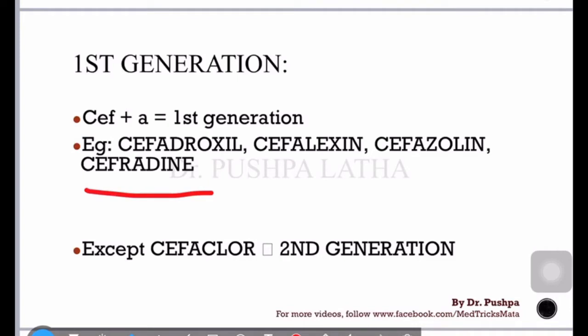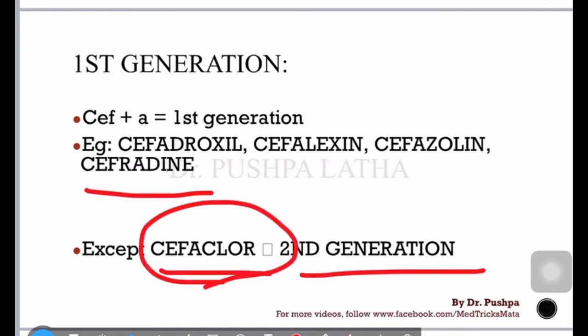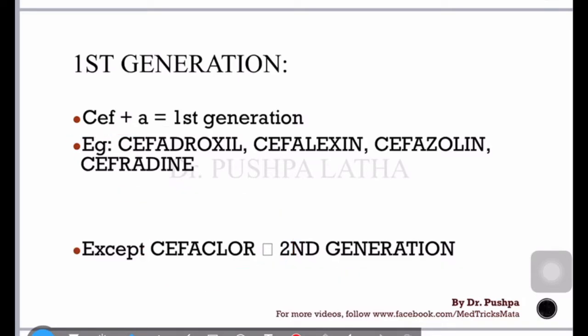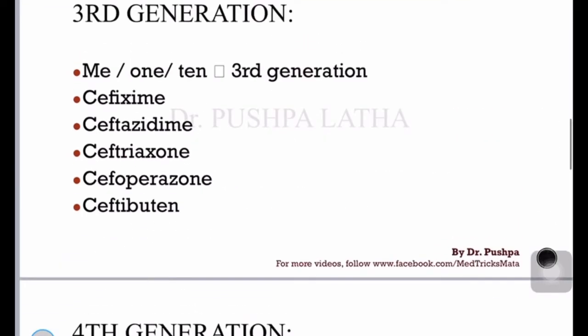But remember one thing, except cefaclor. Cefaclor belongs to the second generation. I hope you will remember only this one drug which is excluded from the rule: after Ceph there will be A, that is the first generation, except cefaclor. Okay, so let's know about the second generation. I just kept it aside for some time. I'll tell you as soon as possible, but right now let's jump on to the third generation.